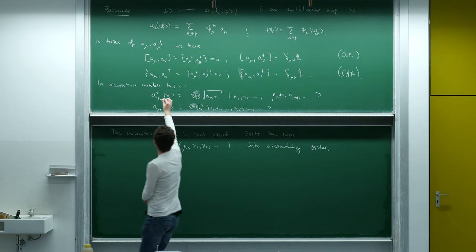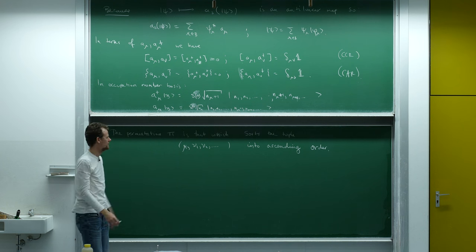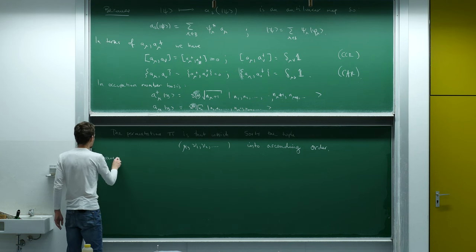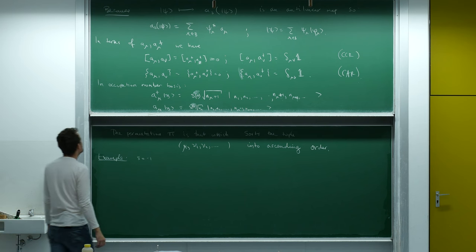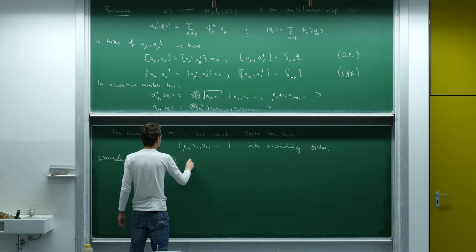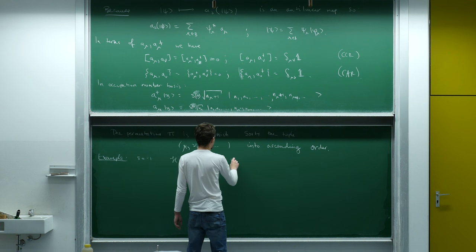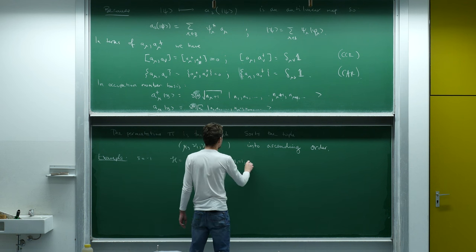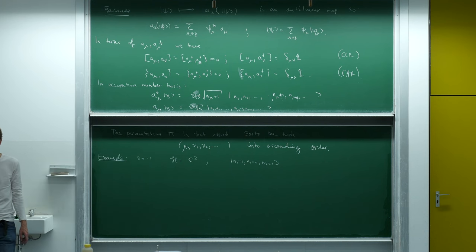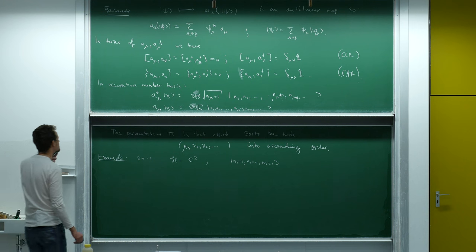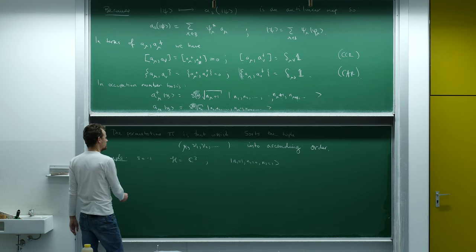Yeah, if you create a fermion, you have to sort it into the right order. So maybe I'll do an example. So as I said, S is plus one, there's no difficulty there. Let's do H equals C to the 3. Let's consider the state N1 equals 1, N2 equals 0, N3 equals 1. So that's an honest resident of the Fermi-Fock space. And then let's create a fermion in the second mode on this state. Seems like a thing we should do.